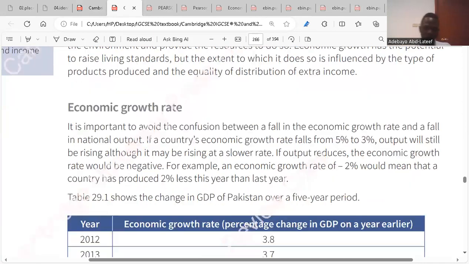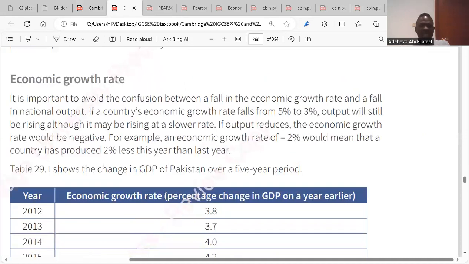Yes. So go to economic growth rate. It is important to avoid the confusion between the fall in the economic growth rate and the fall in national output. If a country's economic growth rate falls from 5% to 3%, output will still be rising, although it will be rising at a slower rate. If output reduces, the economic growth rate will be negative. So there's a difference between economic growth rate and output.